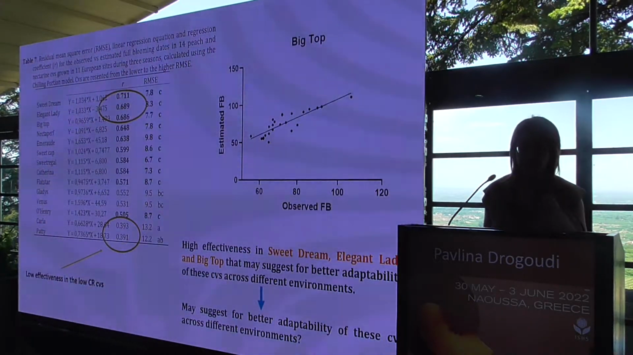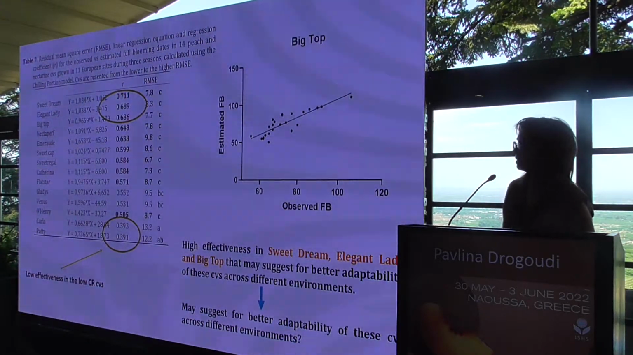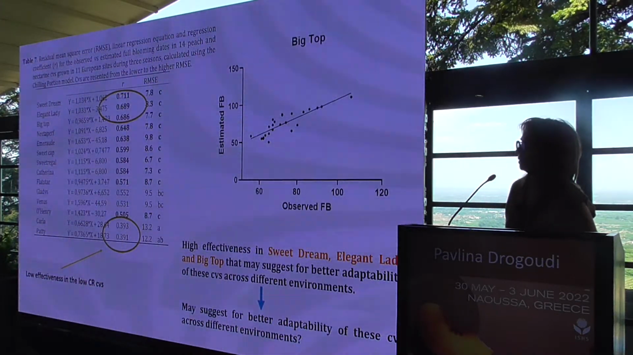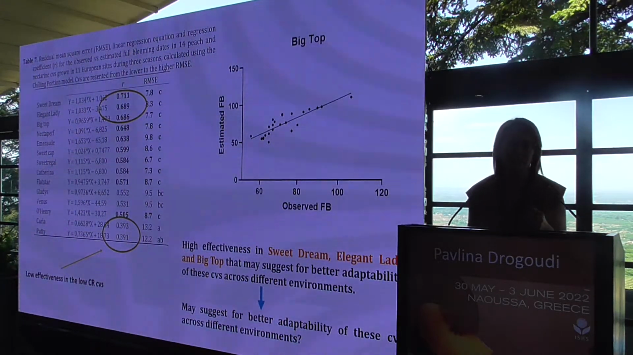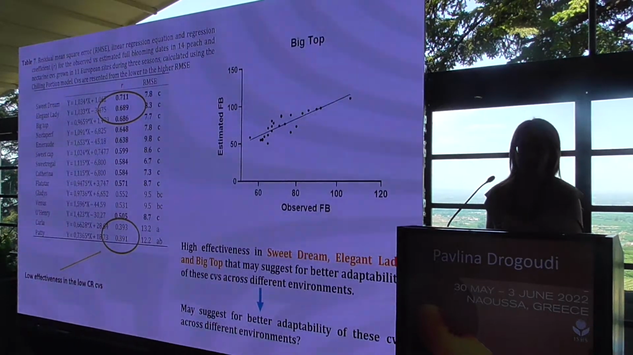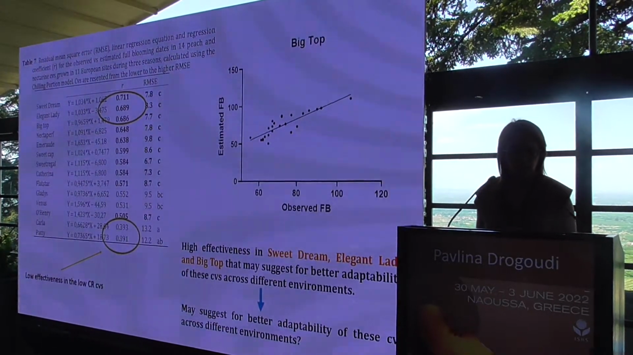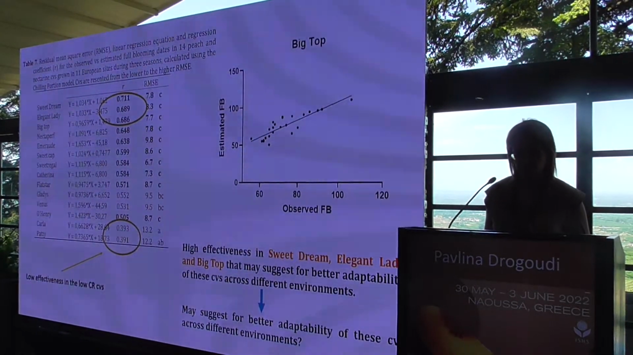And you may see that the R value is about 0.7, which is lower than what has been found in other studies, but those other studies were made in one location. This is tested in different locations. And also low effectiveness was found in the low chill cultivars.